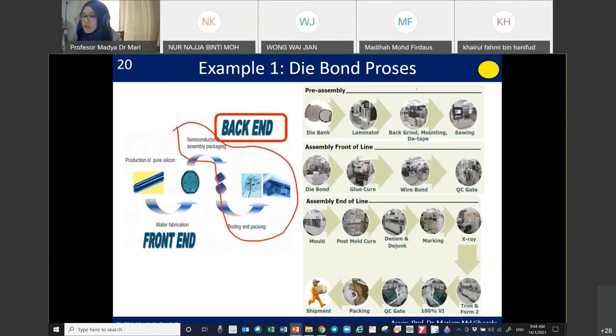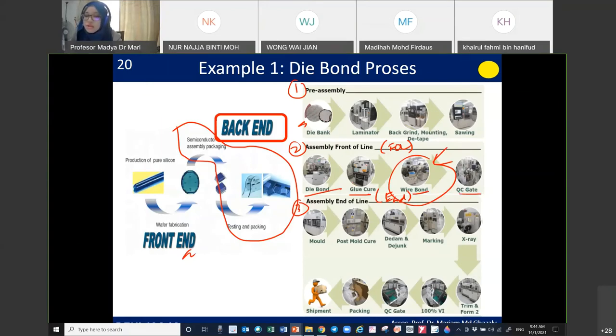The back end is actually a lot of processes. You have the pre-assembly, and you have the assembly front of line, as we call it in Infineon. In 2017, for one year, I was at Infineon doing an attachment for the wire bond process. For the pre-assembly, you get the die bank from the front end here, and then you're going to saw it. Front of line assembly will start with the die bond process, then wire bond and QC gate testing.